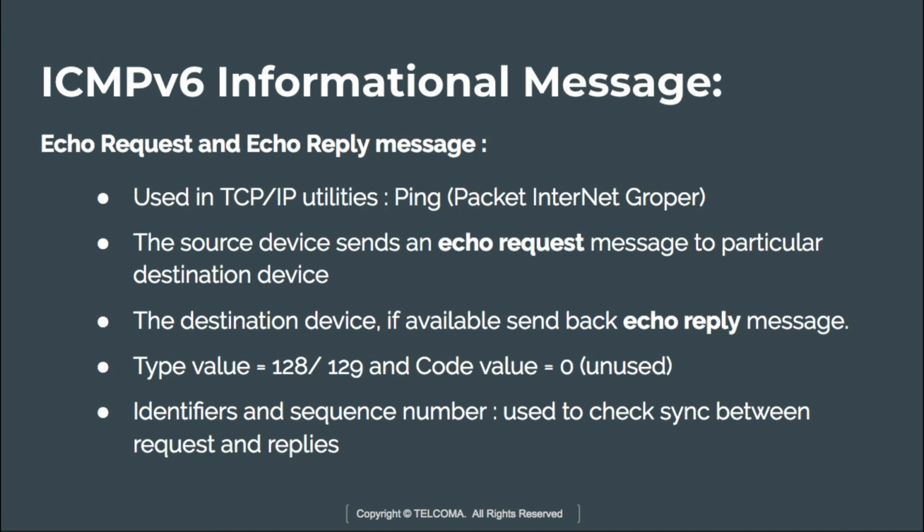So the type field is equal to 128 or 129 and the code value is equal to 0. The identifier and the sequence number are used to check synchronization between the request and the reply messages. The IPv6 authentication header is used to provide authentication to the echo request and echo reply messages. So this is all about the different types of ICMPv6 messages, that is, error messages and informational messages. Thank you.